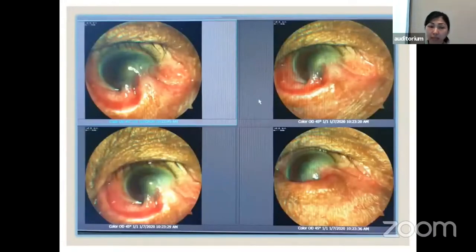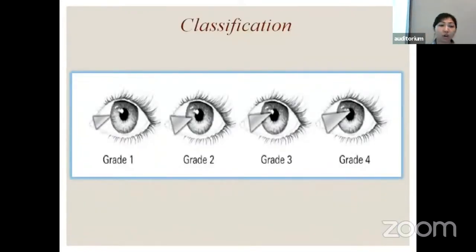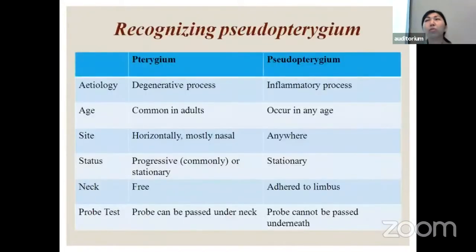And this is a bit more complicated. It is a pterygium with symblepharon. So there is a simple classification of grade 1 to 4, depending on the size of the pterygium and how it encroaches the cornea. So how do we distinguish between pterygium and pseudopterygium? It's quite crucial because even though the treatment is about the same, the technical difficulty during the surgery itself is greater for pseudopterygium. So this is the list. As you can see, the most obvious is that in pterygium, the neck is free. So you can pass a probe through the neck easily without any difficulty. Meanwhile, because pseudopterygium has issues of the limbus and is due to an inflammation process, it is adhered and fixed to the limbus and the probe cannot be passed.